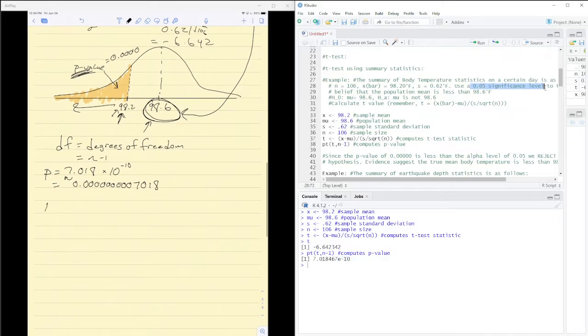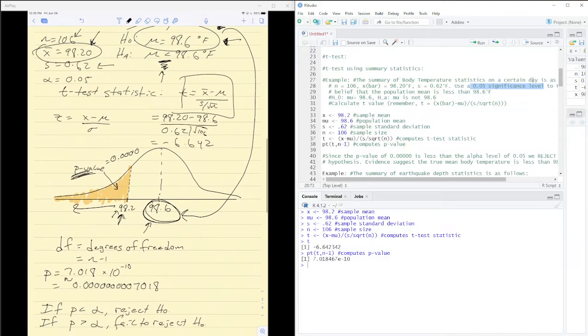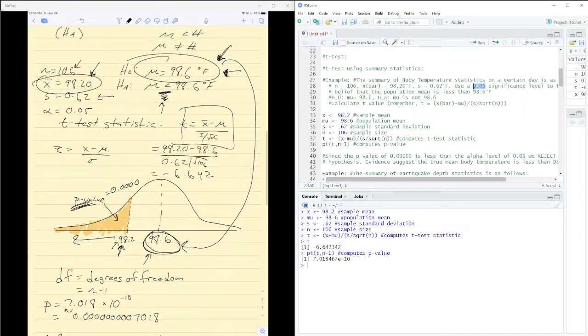If your p-value is less than alpha, you reject your null hypothesis. If your p-value is bigger than your significance level, you fail to reject. You don't accept, you fail to reject. Okay? So what this means is we're setting 0.05 as your cutoff. We're setting 5% as a cutoff.